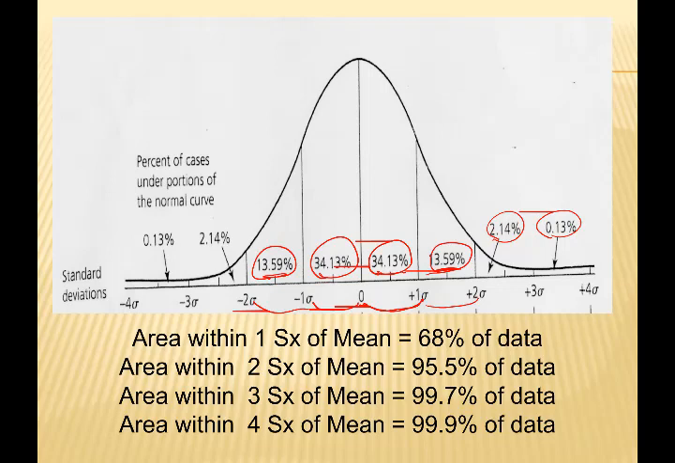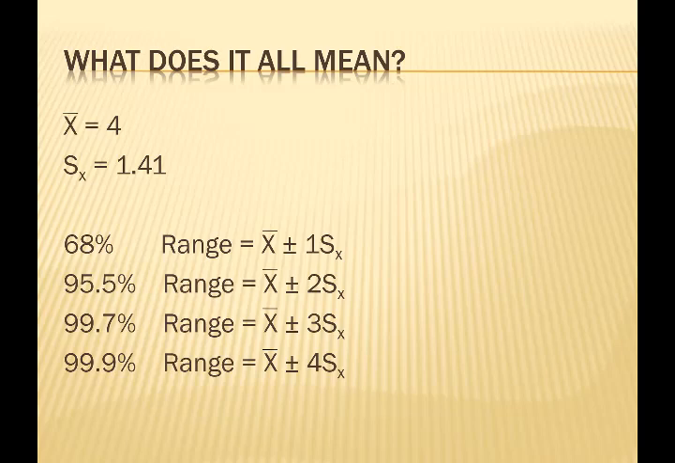Interpretation-wise, we would say those two numbers are the range within which we think 95% of the data will be. And then the further we take it out to 3 standard deviations, it includes 99.7% of the data, and then lastly 99.9% of the data.